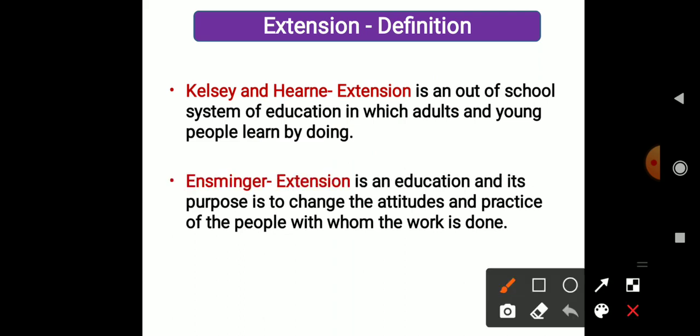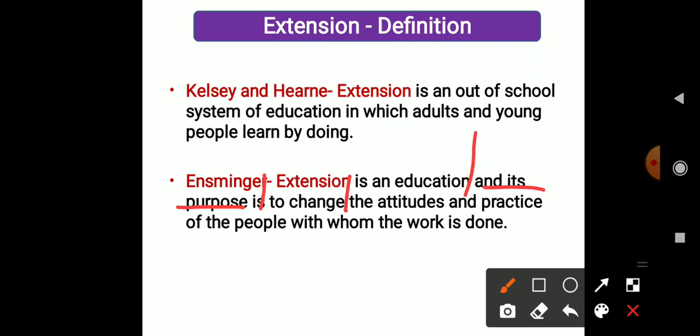Now another definition is there. Extension is an education. Okay, it is an education that we are referring to in the meaning also. Education is the integral part of the extension. So extension is an education. What is its purpose? What is the object? What is the target of extension? To change. The purpose of extension is to change.